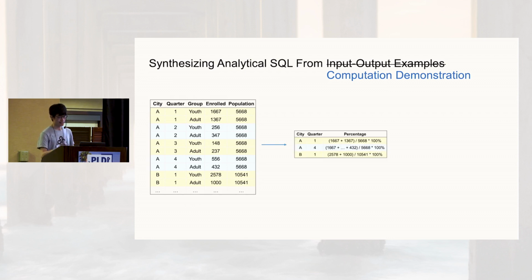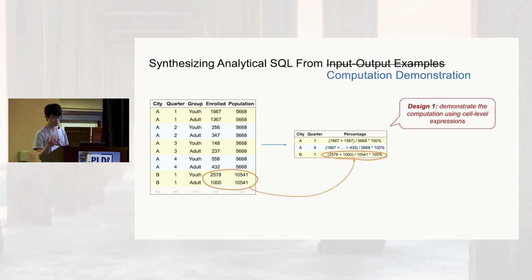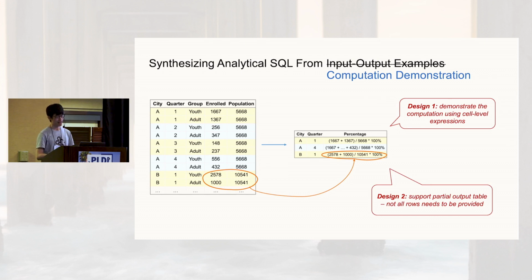So what it looks like is something like this. So there are 3 aspects in this new specification. First, the demonstration is over the computation using cell-level expressions. The user doesn't try to simplify or evaluate the expression at the cell level, to show their computation process to the synthesizer. And the second perspective is that we don't have to let the user create a full output example, because the expression actually contains a lot of information about the computation. In this way, we are saving the user some effort.